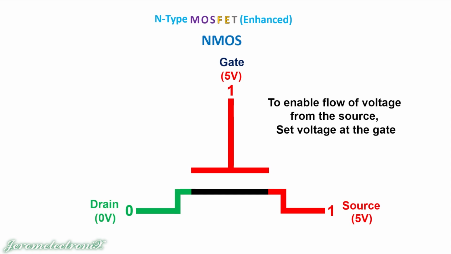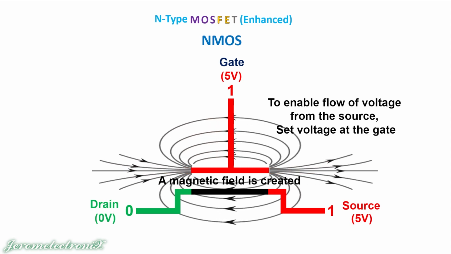pressurize the gate itself, and a magnetic field is then created. The electrons do not jump between the gate and the source drain path. What does jump is something that always accompanies electrons, and that is electromagnetism. So it's magnetism. And magnetism crosses over to the bridge of the source drain path and encourages a flow of voltage from the source to the drain.